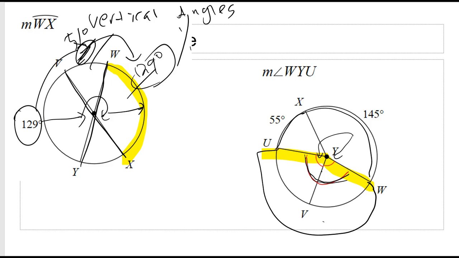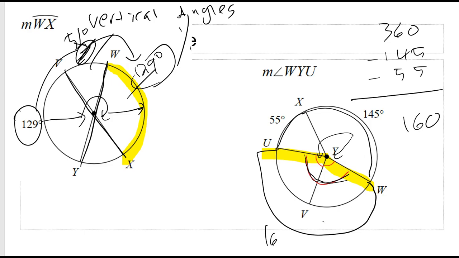So if I take 360, which is the total, and subtract 145 and 55, I'm going to get the huge arc left over. So if I take 360 minus 145 minus 55, it's 160. So that means my whole big angle is 160, which means the angle I'm looking for, which is WVU, is also 160. So that's one way to do it. But here, let me show you something else.